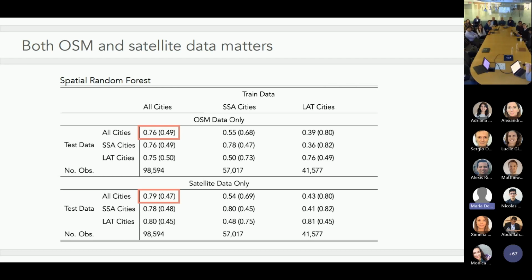And so we wondered what was the contribution of the satellite features to our prediction versus the contribution of the OpenStreetMap features, right? To what extent did the idea that OpenStreetMap amenities would be important predictors hold up? And so what we did is we trained the spatial random forest twice, one with just the OpenStreetMap features, and one which just had the satellite features. And we actually see comparable results.